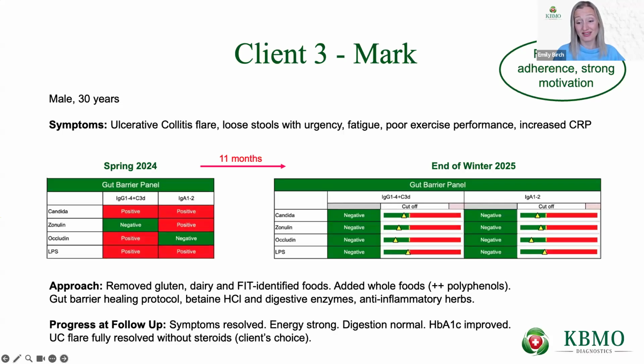And as you can imagine, full adherence to his protocol, because he was so miserable to start with, and strong motivation. You're not necessarily going to see that with every single client. And that is important when we talk about retesting as well.